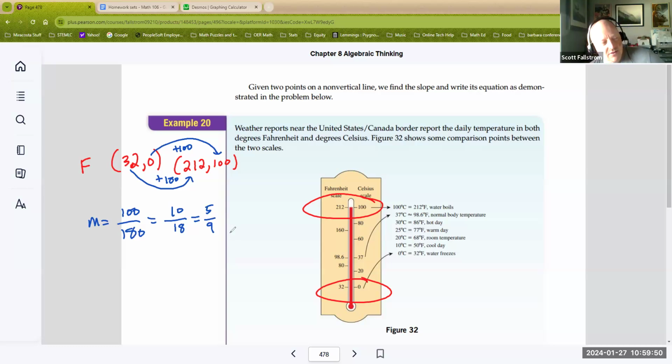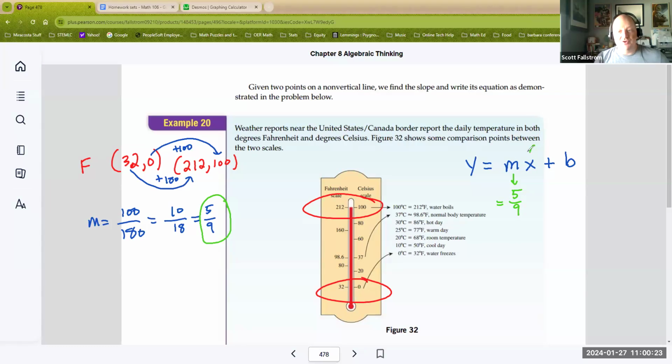Okay. So there we go. Now, if you know the slope and you know one of the points, you can actually find the equation. Let's see how, because I think this is kind of a cool thing. Put in the general equation, mx plus b, and plug in everything that you know at this point. We know the slope, so that becomes 5/9.